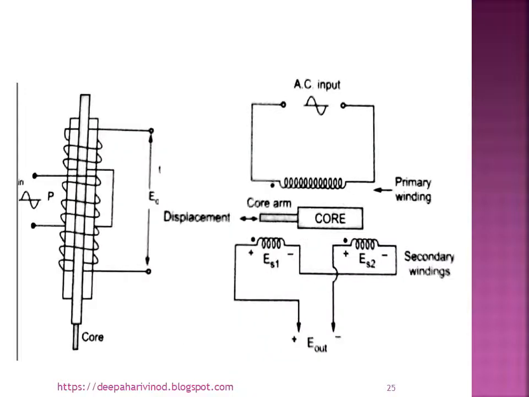So here we can see the circuit of the LVDT, where we can see the primary winding and the input AC source is given to the primary, and this is the core, which is a movable one, and these are the two secondary coils, and the output of the secondary is named as ES1, ES2, and finally the output E out. So in this circuit, this is the primary and this is the output.